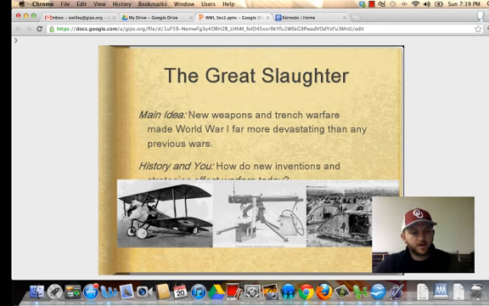Okay, Great Slaughter. The main idea, so you need to write this down here on your page 22. New weapons and trench warfare made World War I far more devastating than any previous wars. Go ahead and get that written down.